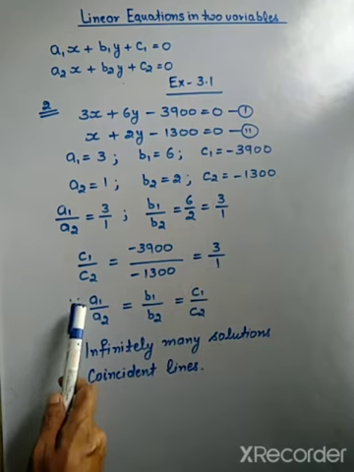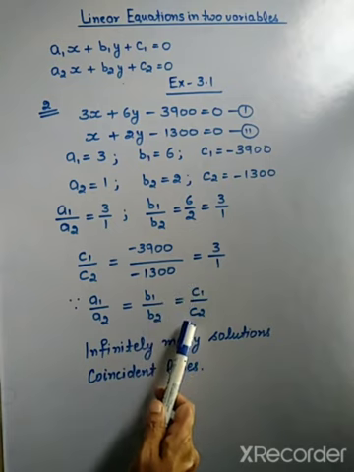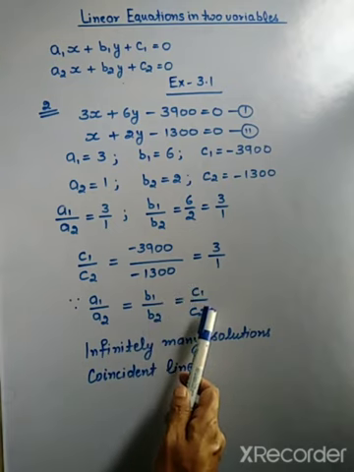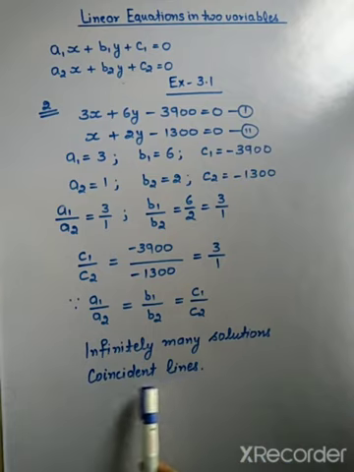So we can see that a1 upon a2 equals b1 upon b2 equals c1 upon c2. All three ratios are equal. So we will get infinitely many solutions, or on the graph paper we will get coincident lines.